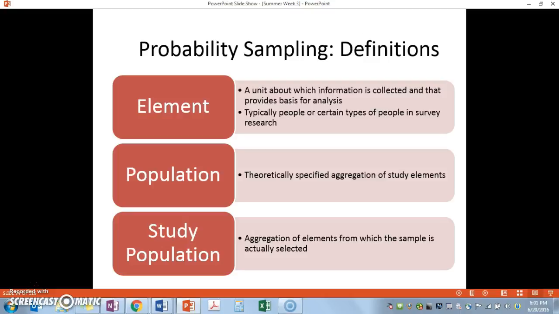So some definitions to keep in mind when you're talking about probability sampling. Your element is the unit of study. So are you looking at people? Are you looking at families? Are you looking at communities? Are you looking at houses? Are you looking at census blocks? Are you looking at cities? So the element is, what are you comparing? What are you analyzing? The population is all of those study elements put together. And then the study population is those from which your sample will actually be selected, okay?